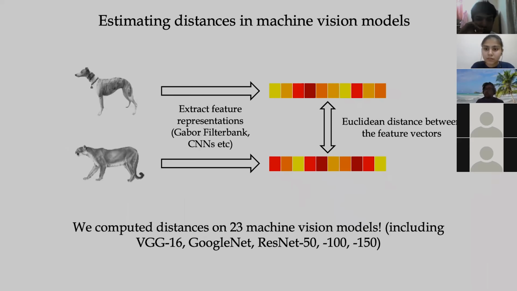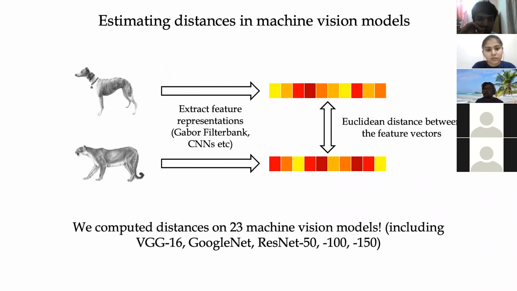So how do we do that? It's very simple. We take any two objects in a pair, and we extract feature representations for those two images. It could be either Gabor filter bank features, or it could be unit activations from different layers of a convolutional neural network. And then we compute the Euclidean distance between the two feature vectors. And that is our measure of distance between these two images in computer vision models.